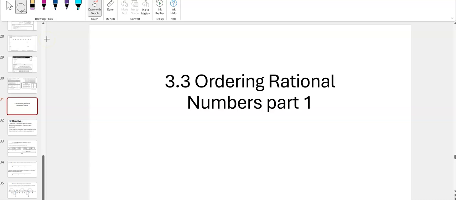Clerk Math. All right, here we are. We're on the first part of 3.3. We're getting into the meat of Module 3, which is ordering rational numbers.